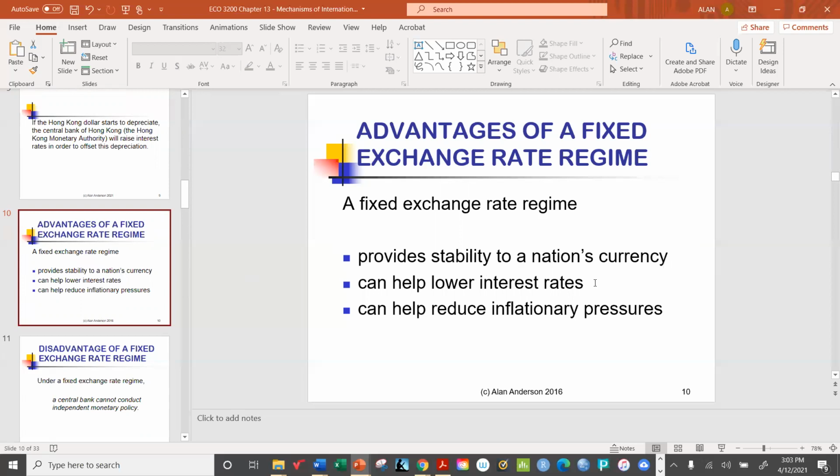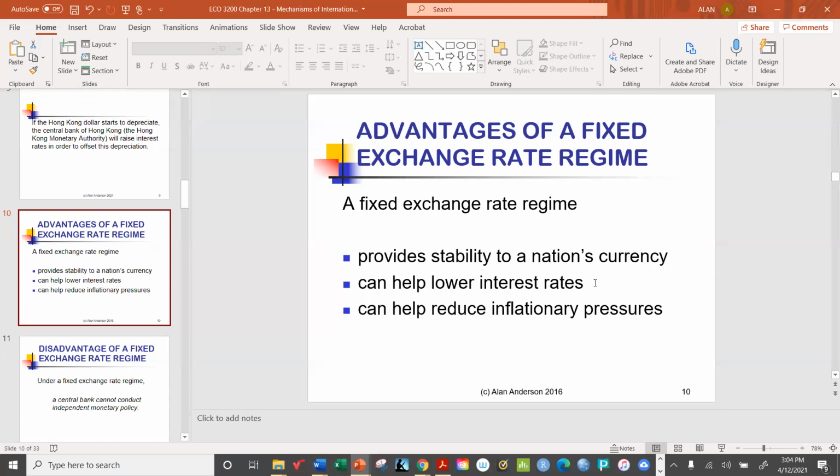So a lot of countries who have adopted fixed exchange rates did so not because they really wanted to, but because their inflation rates were very high, or their currencies were very unstable, or else they had very high interest rates, all of which were harming the economy. And so obviously those were all bad things. And so they decided, you know what, why don't we go ahead and fix our currency?